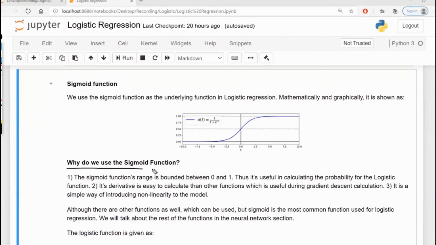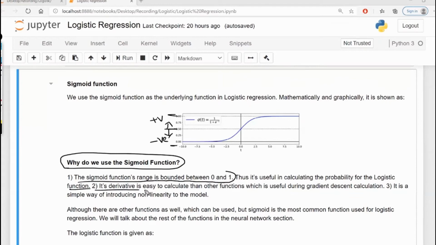So why do we use a sigmoid function? As I already discussed, the sigmoid function's range is bounded between 0 and 1, right? It's between 0 and 1. Thus, it's useful in calculating the probability for the logistic function, right? If anything is above this, I'm going to call it a positive. Anything below this, I'm going to call it a negative.